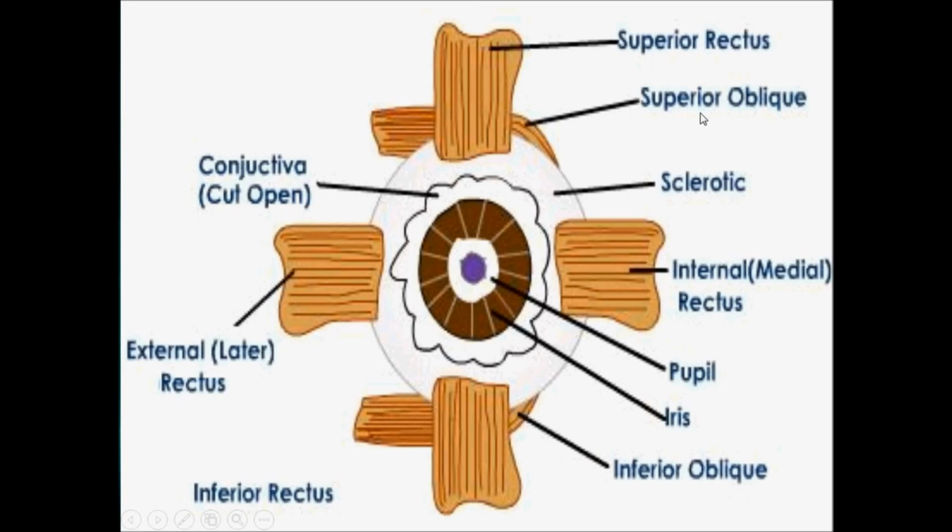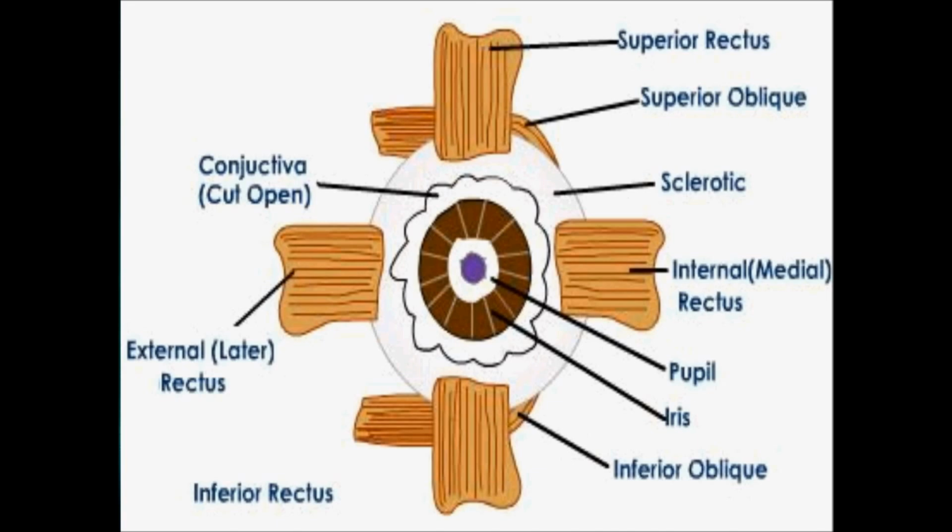Now what do they do? The superior oblique muscle, this is your eyeball, it moves the eyeball outward and downward. Okay, that means just outward and downward. Whereas the inferior oblique moves the eyeball outward and upward, just opposite to superior oblique. Okay, now I hope it is clear to all of you.